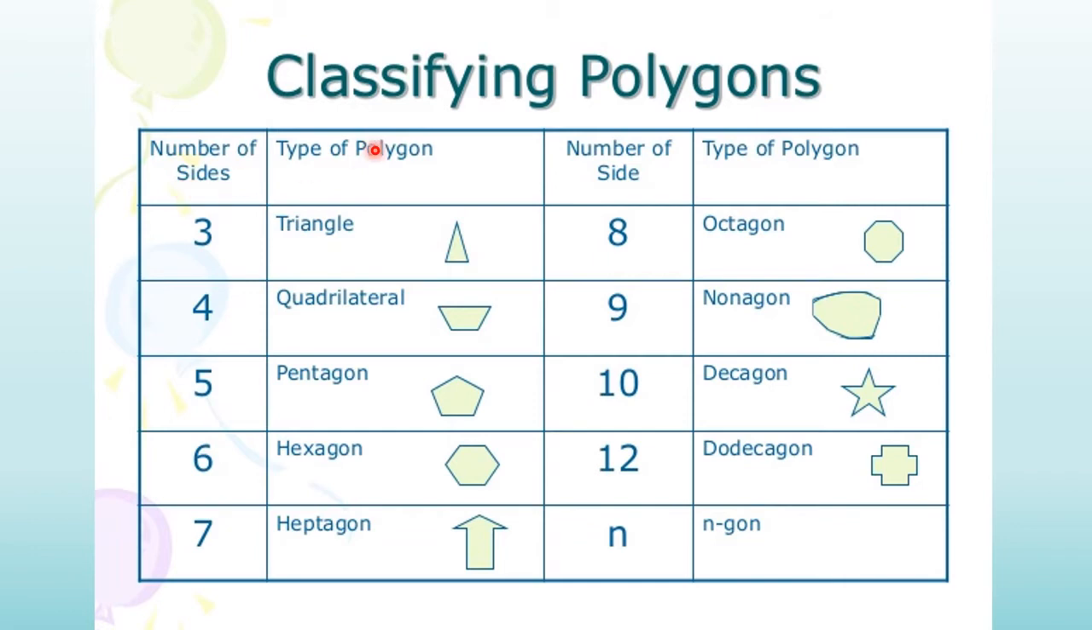Here we have classified polygons. We have types of polygons with their names. If there are three sides, it means there are three line segments, then it is called a triangle. Four line segments, then quadrilateral. Five line segments, pentagon. Six, hexagon. Seven, heptagon. Eight, see this, these are eight line segments. Octagon. Nine, nonagon. Ten, decagon, and many more.